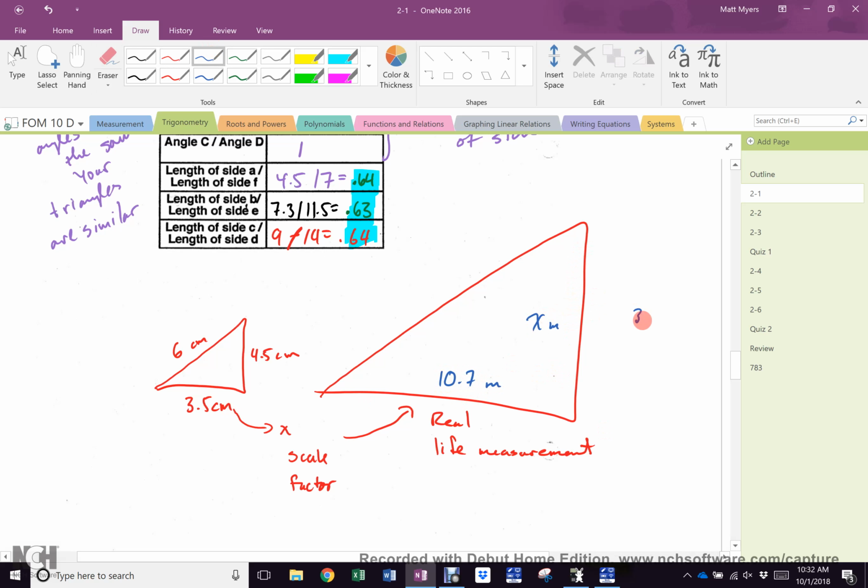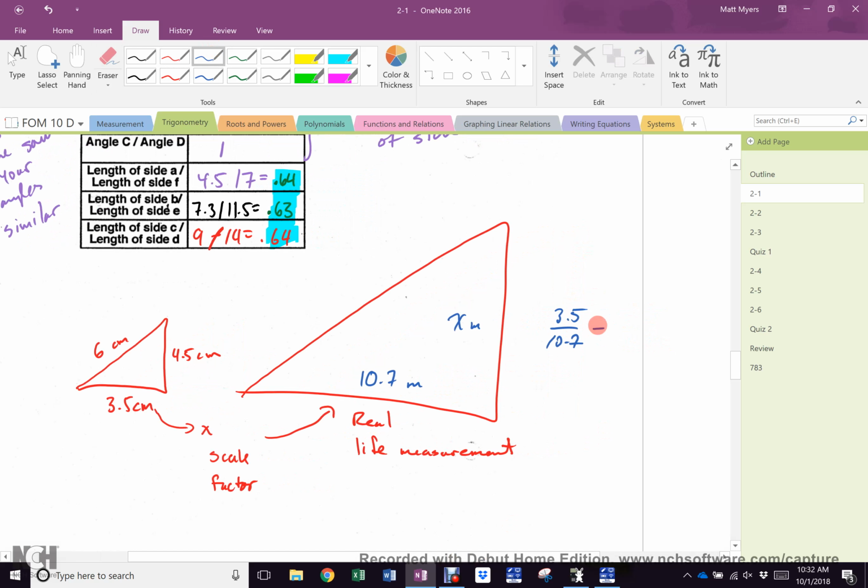Then you would go 3.5 divided by 10.7, because you're comparing the 3.5 and the 10.7. That would give you a decimal, yes? And that decimal would have to equal 4.5 divided by X. Why did you put 3.5? Okay, it's the bottom of the... right? What if I reversed it? It would be the same thing. It would be 10.7 over 3.5 and X over 4.5. And then we would do this math.